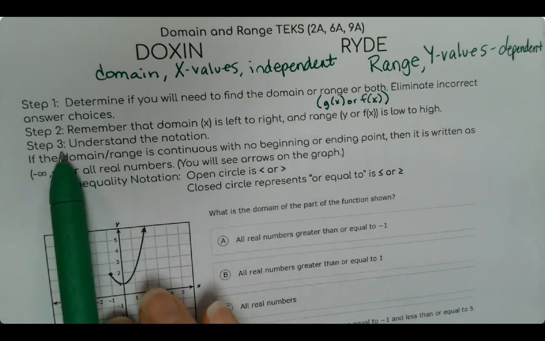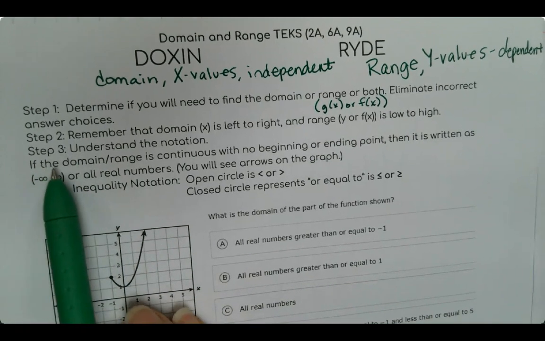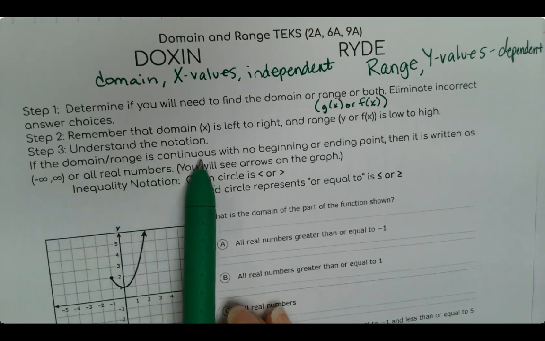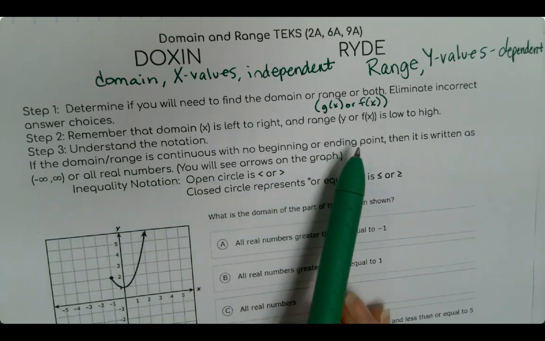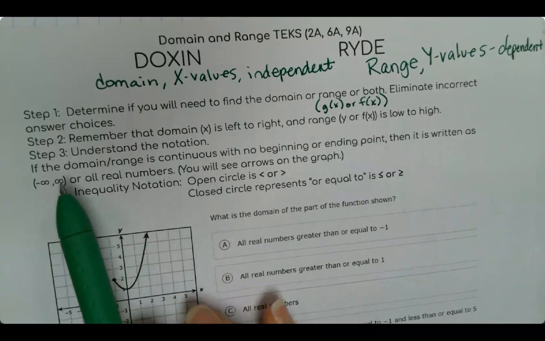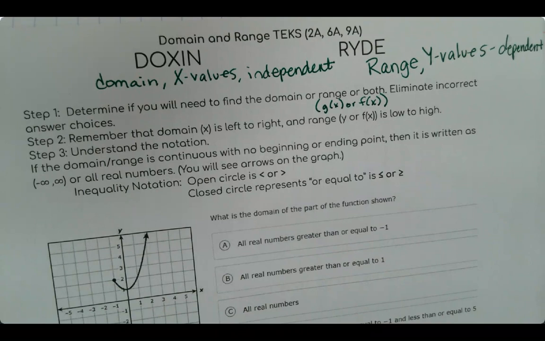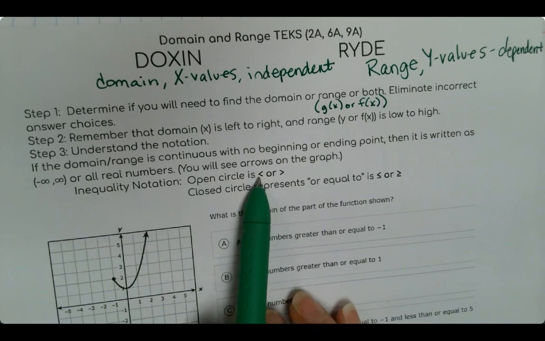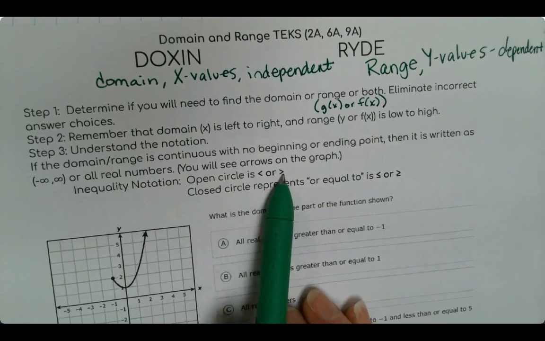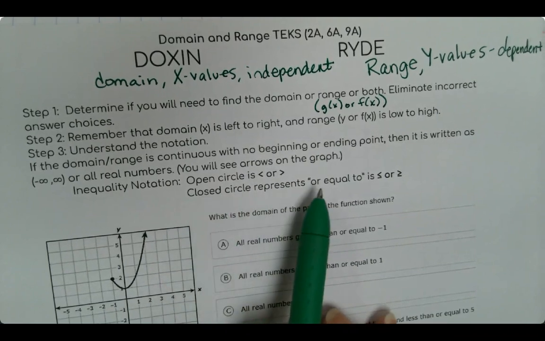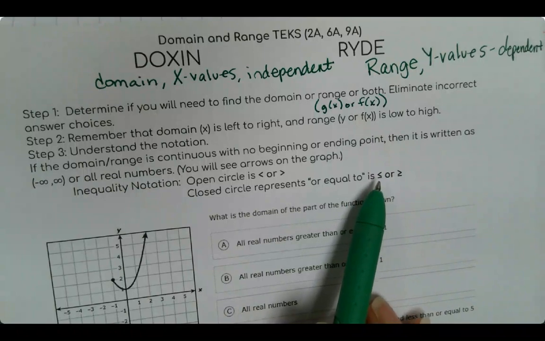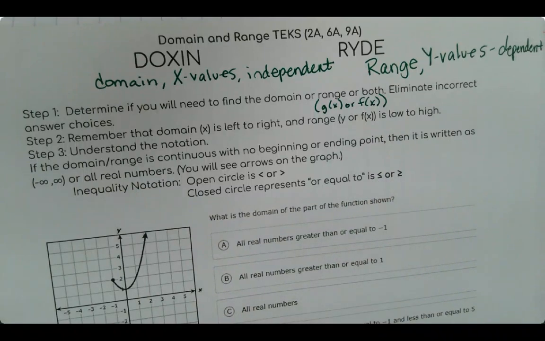Step 3 is all about notation. So if the domain and range is continuous with no beginning or ending point, it is written as negative infinity to positive infinity or all real numbers. You'll see arrows on the graph. So we'll have arrows going both directions, left and right, or down and up. Inequality, if it's an open circle, we use less than or greater than. Closed circle includes the or equal to, which is less than or equal to or greater than or equal to.